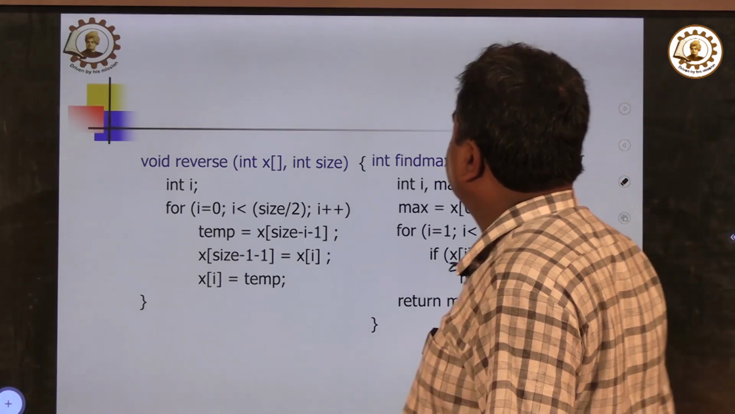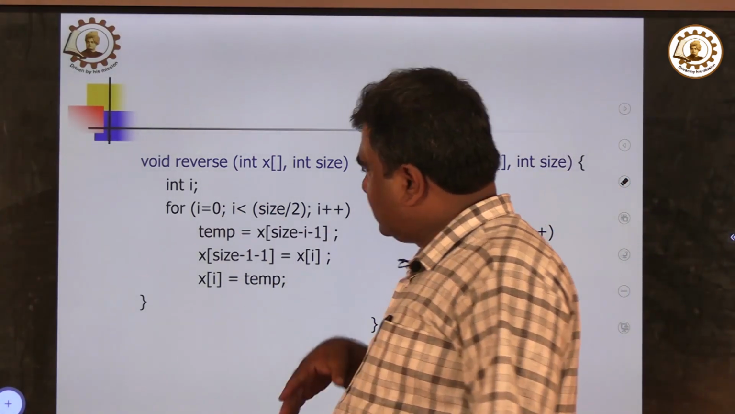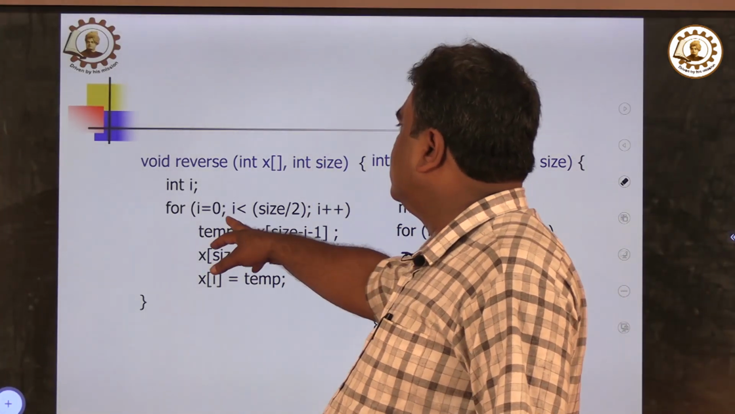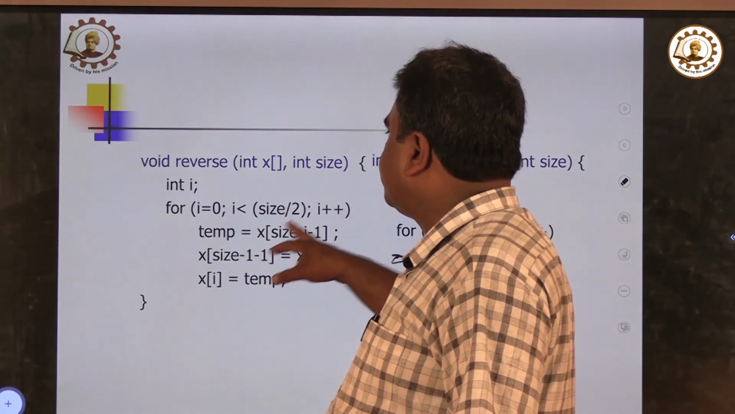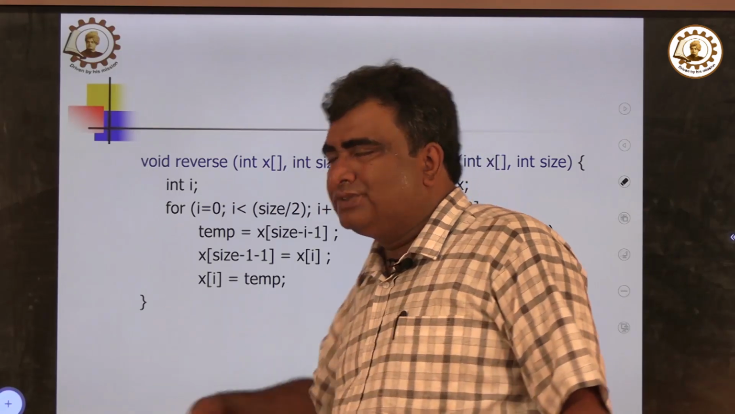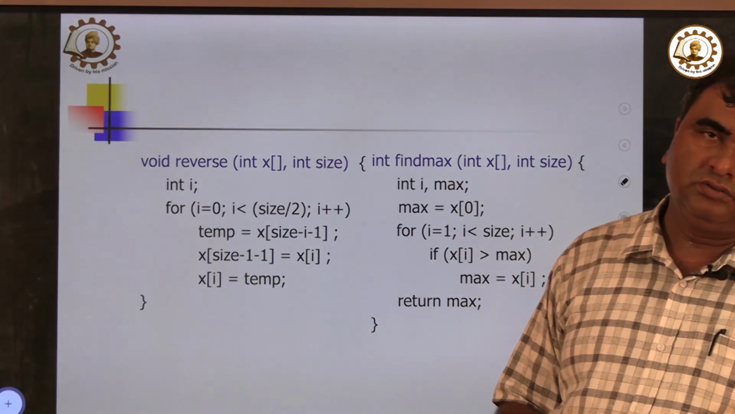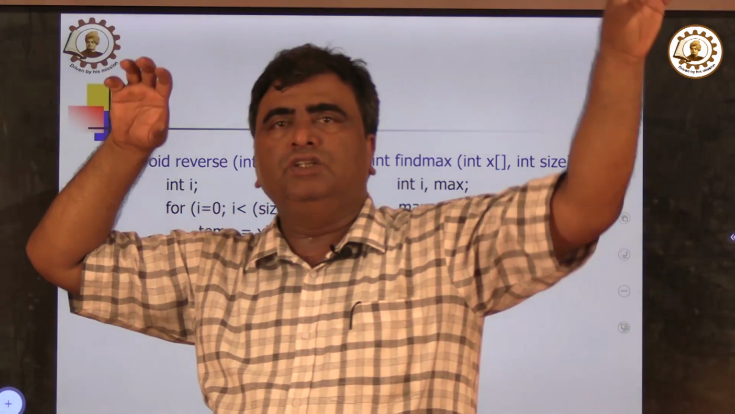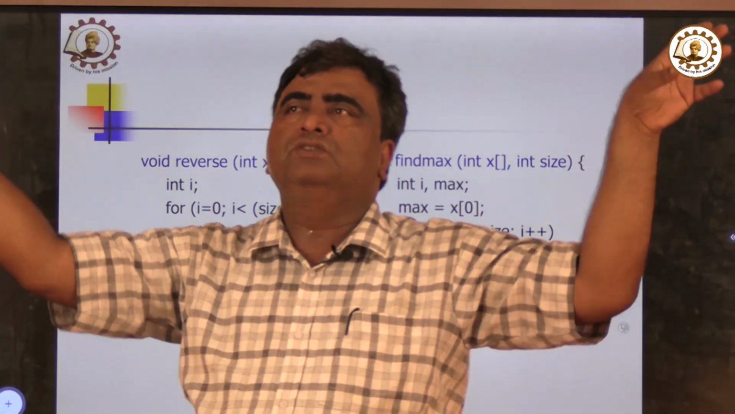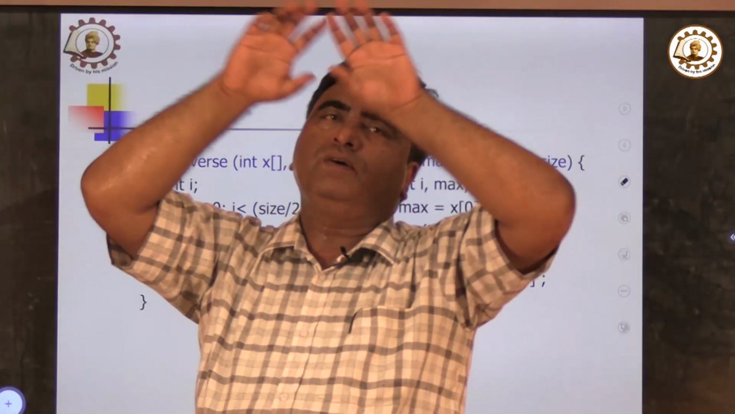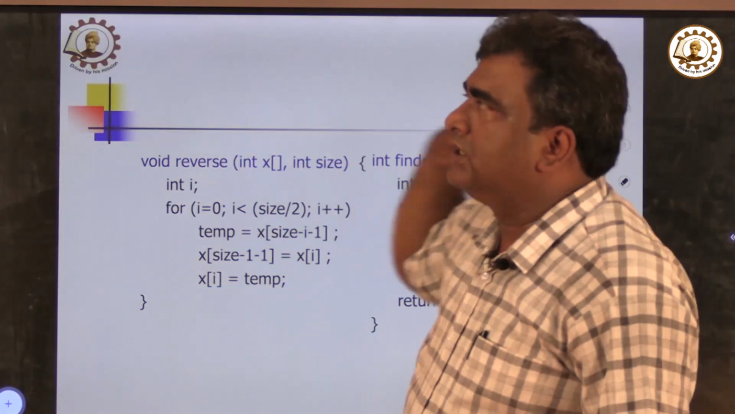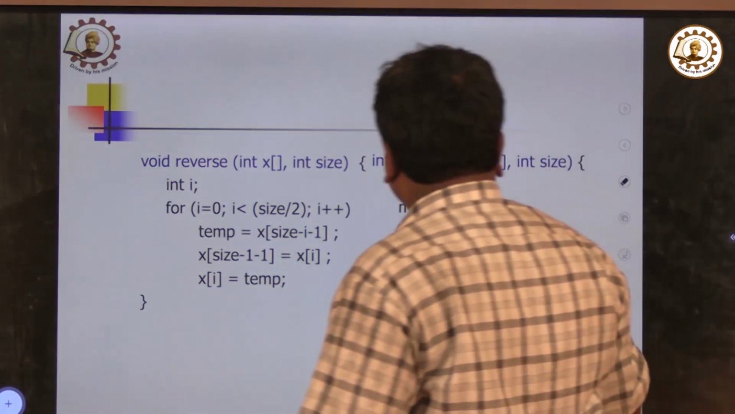Reverse is a simple one. What will we do? i equals 0 to size/2, i plus plus, then simply swap the values. We take the first and last values, the 0th and the 10th, and swap these two, and again swap the next pair, and again. In this way, we complete the reverse of the array.